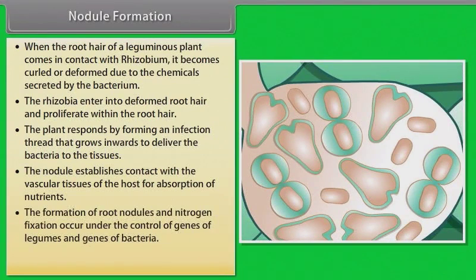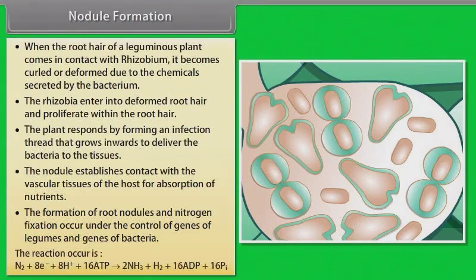The formation of root nodules and nitrogen fixation occurs under the control of genes of legumes and genes of bacteria. The reaction is: nitrogen + 8 electrons + 8 hydrogen ions + 16 ATP gives 2 NH3 + hydrogen + 16 ADP + 16 Pi.